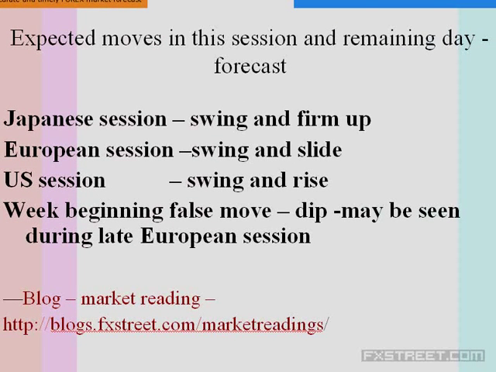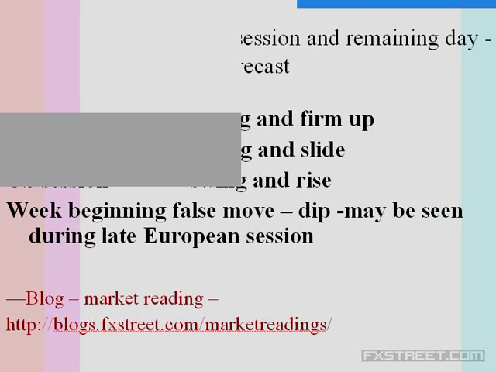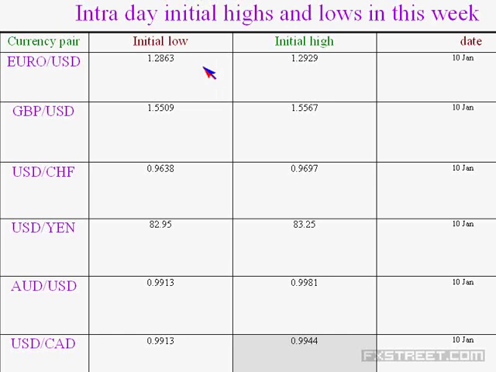Let me go to the expected market moves for today. So with regard to the initial lows and highs, in the case of Euro, 1.286 was the low, and currently the Euro is trading around the middle level, 1.29, and it could make a brief upward stop above 1.2929 during the late Japanese session and then slide to go below 1.29 during the European session, and you could come across a false move down to the low or a brief downward stop for a few pips in the case of Euro.